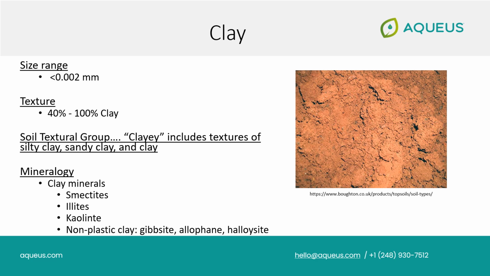So we have these minerals that are referred to as clay minerals, and they have different properties: smectites, illites, and kaolinite. Those are layer silicates. Those are the ones that give you cohesiveness and plasticity. They hold a lot of water. But then we also have non-plastic clays like gibbsite, which is aluminum clay.